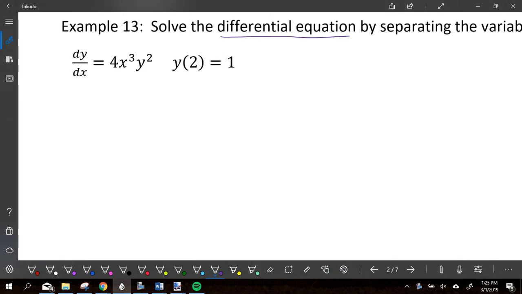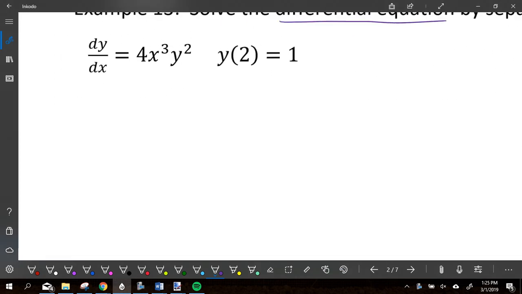We are solving the differential equation. There are 5 steps to doing these problems. We're going to do only 4 of them on this problem, and we'll show you what we're doing. The first step is I want to get all of the y's on the left-hand side of the equation and all of the x's on the right-hand side of the equation.